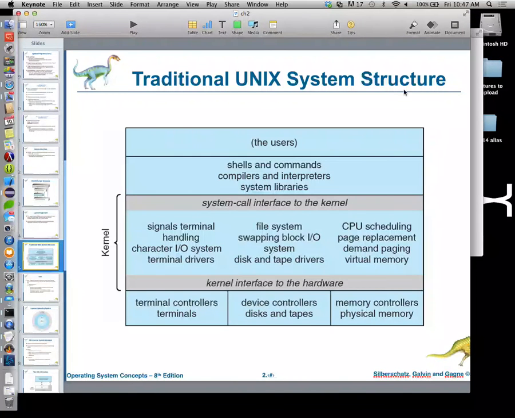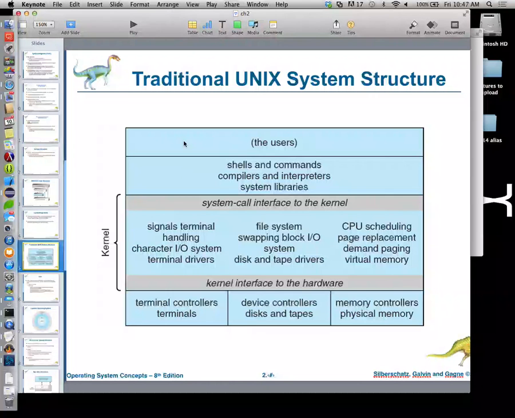So, Unix system structure. We have the users at the top. This is still not dealing with graphic user interfaces yet. The users would interface with shells and command compilers and interpreters, system libraries, so things at the command line, which would then interface with the system call interface to the kernel. Notice that these three layers, the sandwich right here, is what they're calling the actual kernel. So this would be a synonym for the actual operating system.